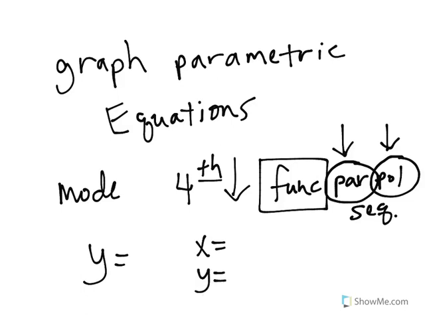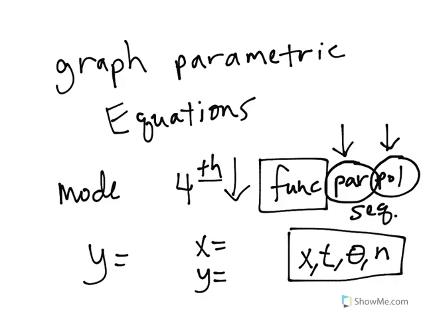And you might say, well, how do I type a t in? If you look at the X button on your calculator, it actually says X, T, theta, and N. That X button uses all four of those letters depending on what mode you're in, because T deals with parametric mode, theta deals with polar mode, and N deals with sequence mode. So you can graph parametric equations on your calculator.